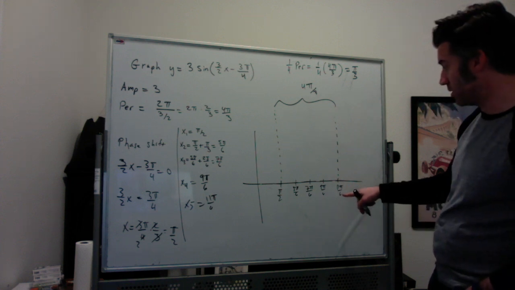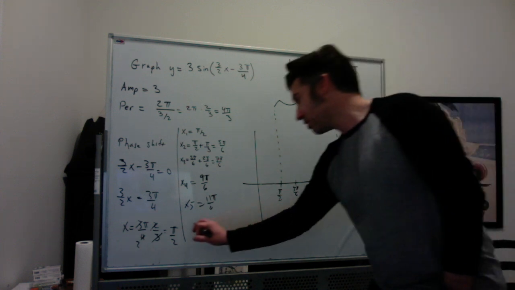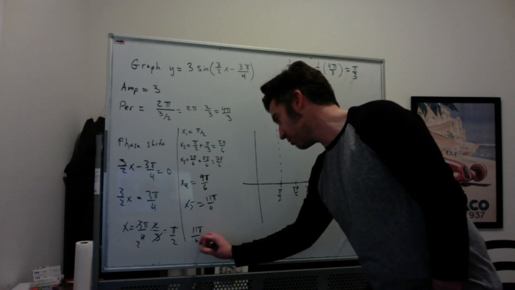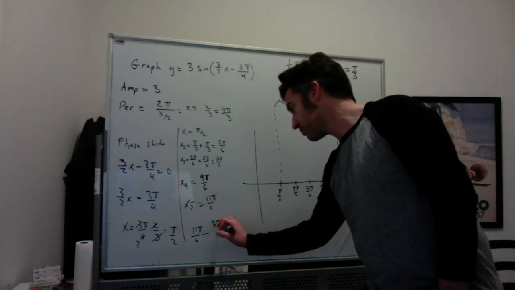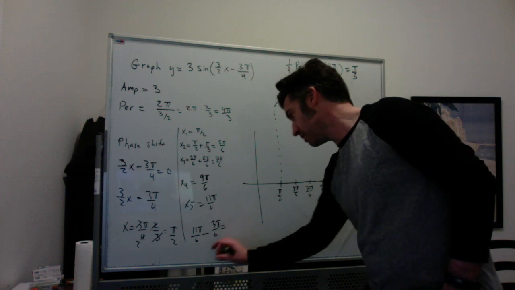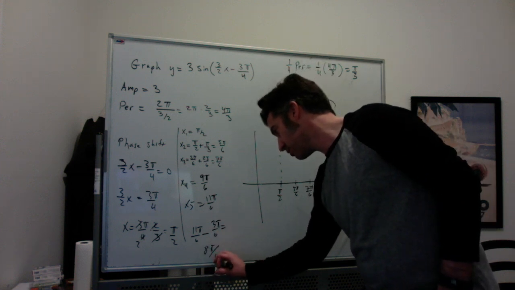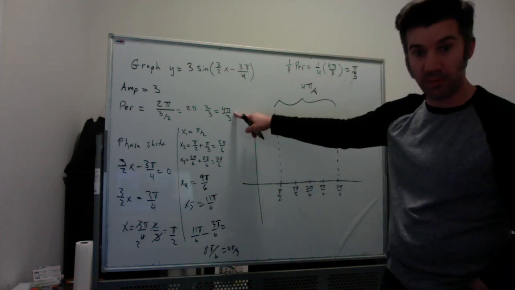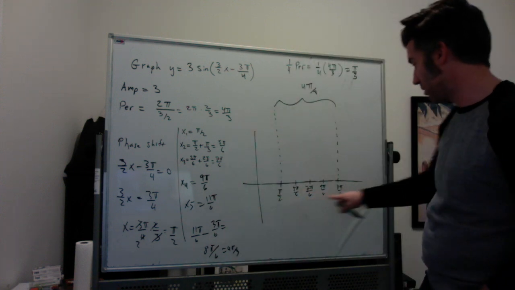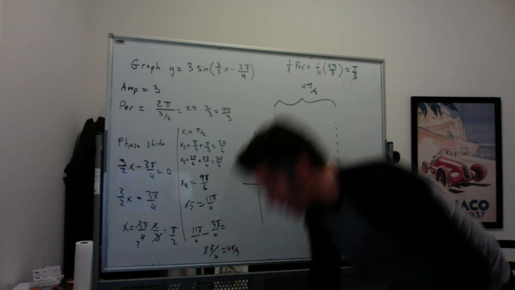And you look at the difference between 11 pi over 6 and pi over 2. 11 pi over 6 minus pi over 2, which is 3 pi over 6, is 8 pi over 6, which is 4 pi over 3, which is exactly how long the period is. So from the first point to the last point, the distance should be the whole period.